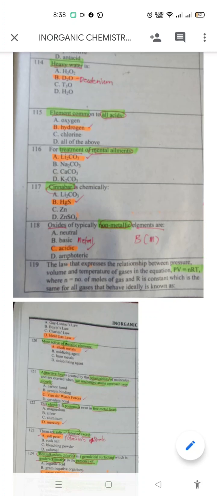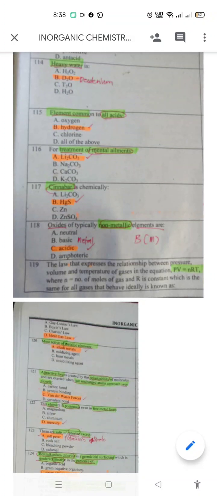Okay, 119. The law that expresses the relationship between pressure, volume, and temperature of gases in the equation PV = nRT, that is the ideal gas law. So memorize the equations of the gas laws. You should be familiar with those: Gay-Lussac's, Boyle's, Charles's, and the ideal gas law. So the question is asking for the ideal gas law. The equation is PV = nRT.